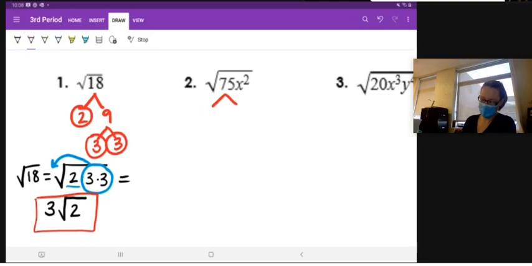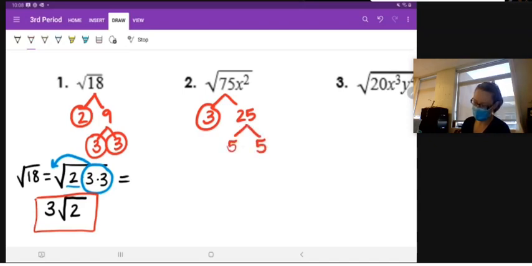25 times 3. Yeah, because if you had 3 quarters, you'd have 75 cents. So 3 is done, but what about 25? Let's split that up again. Somebody want to yell it out for me? 5 times 5. So the 5's are done now too, because 5 can only be split up into 1 times 5, which is pointless. So we're going to stop here.